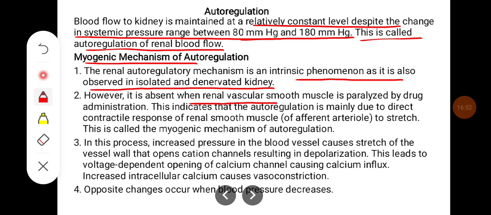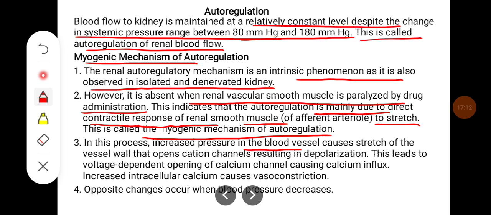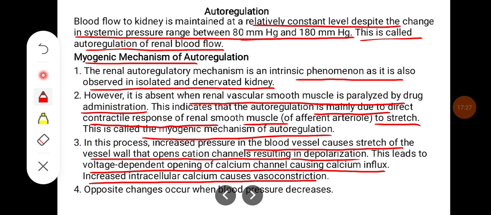However, it is absent when renal vascular smooth muscle is paralyzed by drug administration. This indicates that autoregulation is mainly due to the direct contractile response of renal smooth muscle to stretch. So this is called the myogenic mechanism of autoregulation. In this process, increased pressure in the blood vessel causes stretch of the vessel wall that opens the cation channel, resulting in depolarization, and this leads to voltage dependent opening of calcium channels causing calcium influx. Increased intracellular calcium causes vasoconstriction, and opposite changes occur when blood pressure decreases.